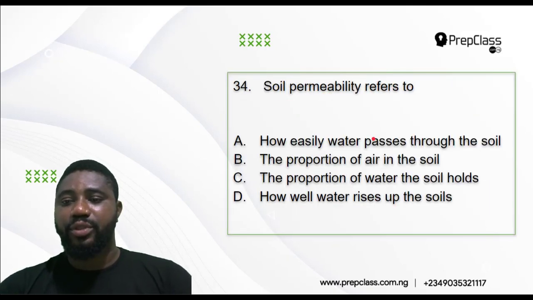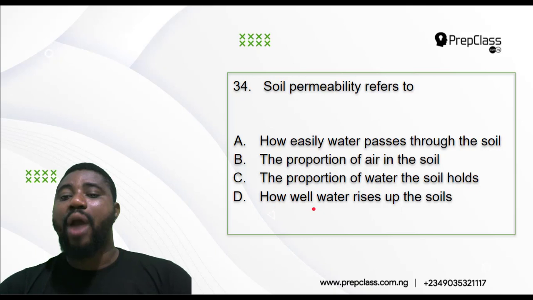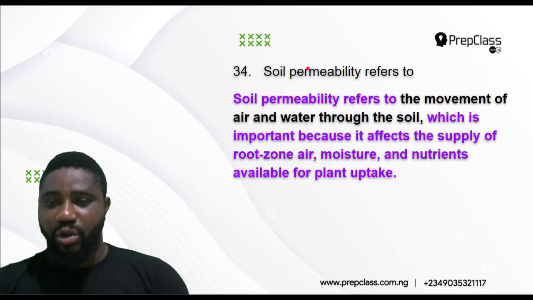34. Soil permeability refers to: A, how easily water passes through the soil; B, the proportion of air in the soil; C, the proportion of water the soil holds; D, how well water rises up the soil. So which of these four defines soil permeability? Look at what we said here.